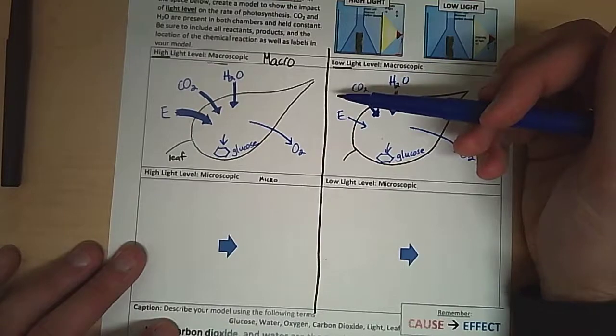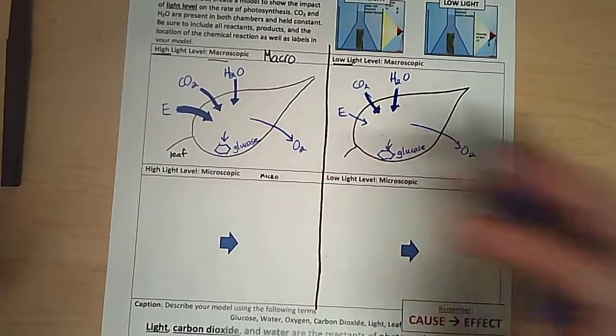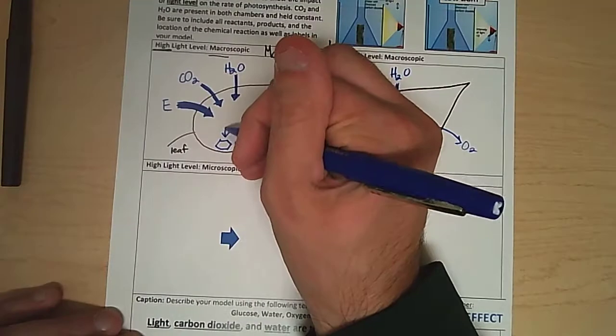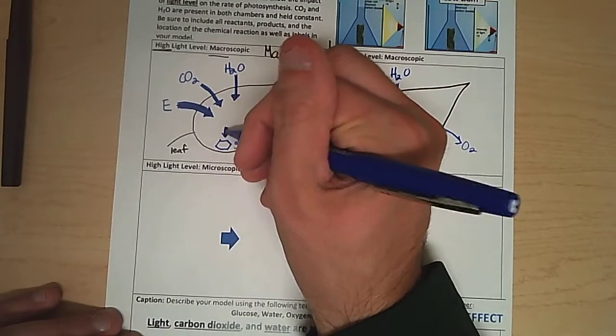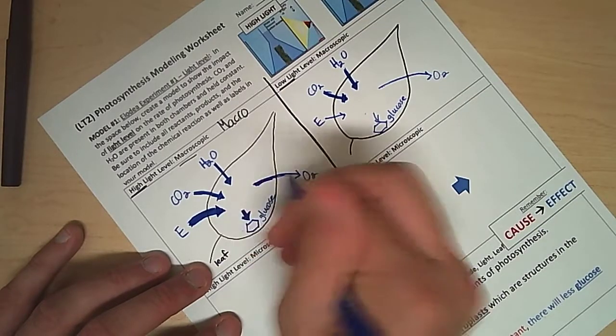Right? But notice less light, so I have less energy here. So what's going to happen as a result? Well, if I have more energy, that's more reactants. It's like I have more pancake mix. And if that's the case, I can make more pancakes. So I'm going to have more products, more glucose, and more oxygen.